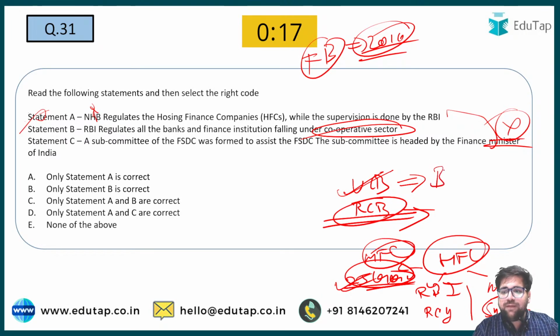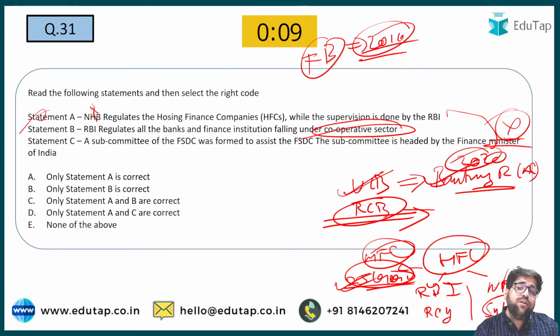If you have time, read about the Banking Regulation Act ordinance which was passed in 2020-22. A question was there in NABARD Phase 2 if I'm not wrong. So this statement was also incorrect. Now, the subcommittee on FSDC was formed to assist FSDC, a subcommittee which is headed by the Finance Minister. This is also incorrect.